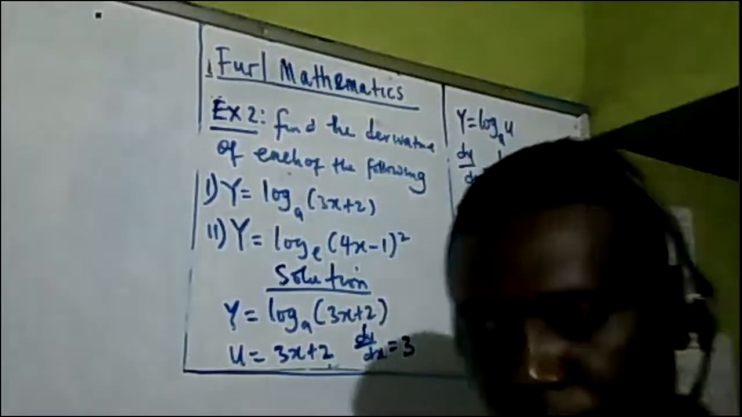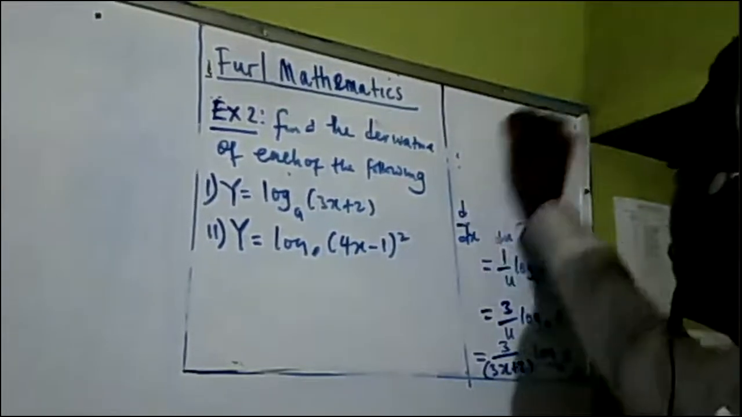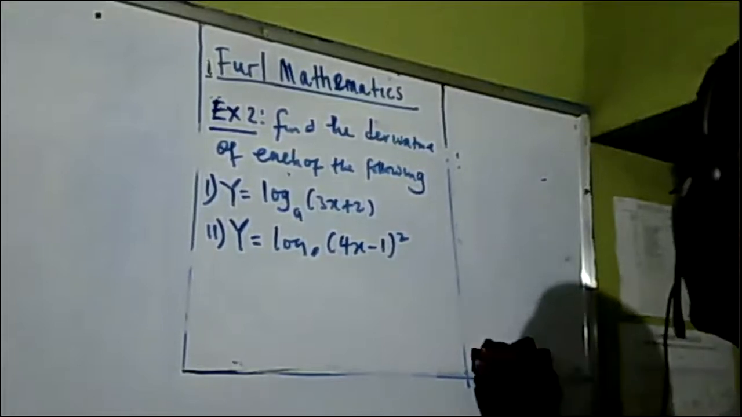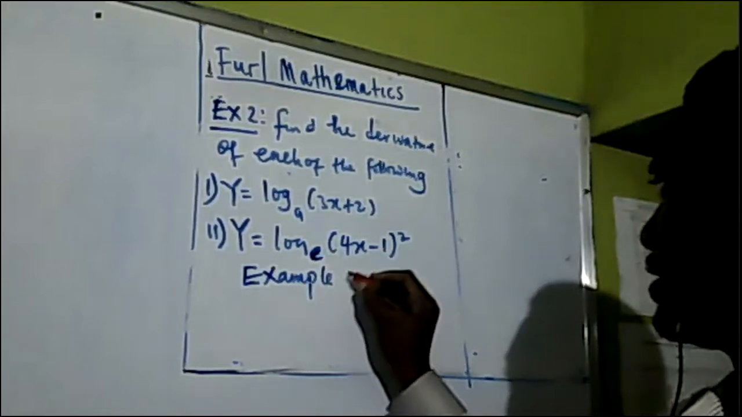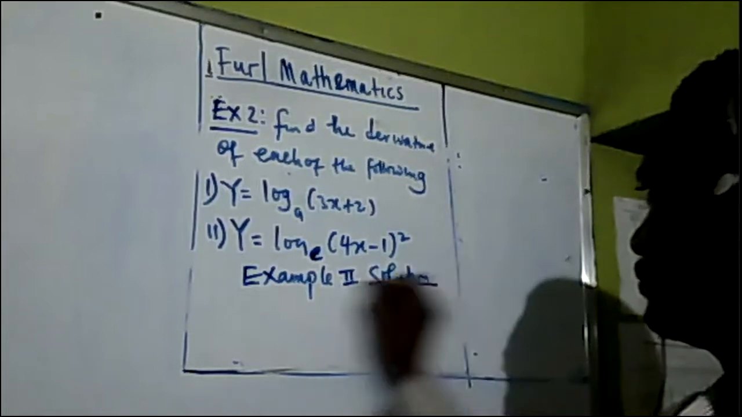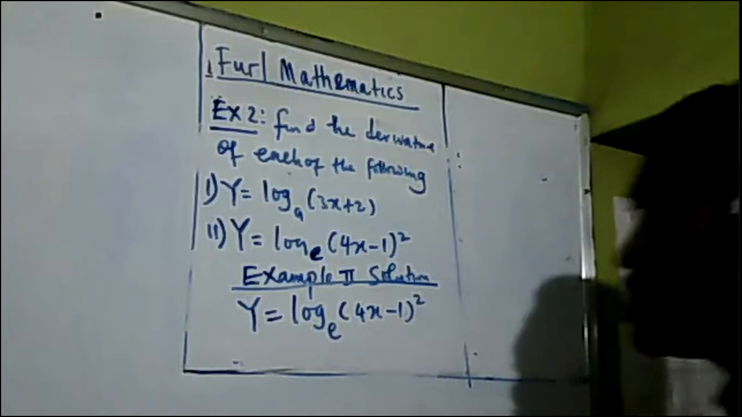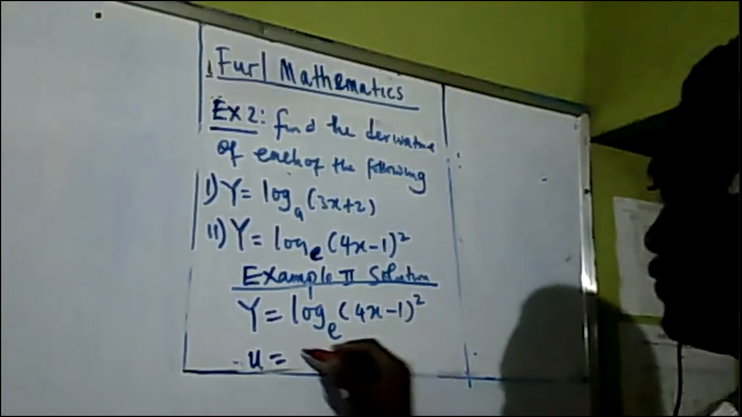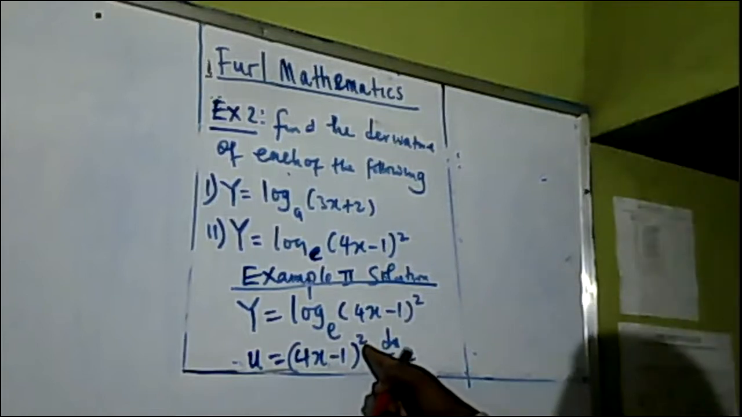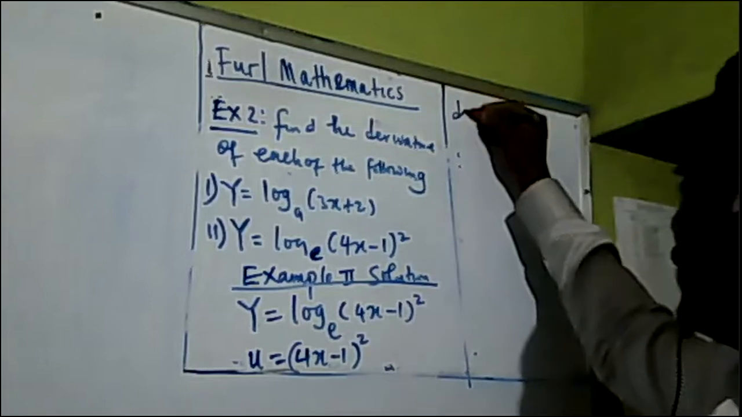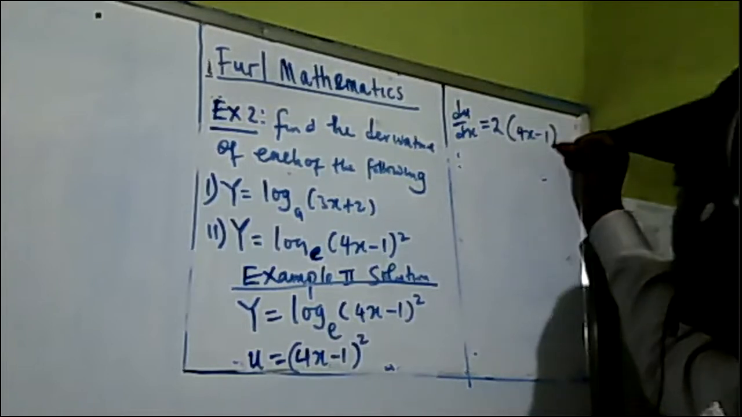So going to the second example. Example 2, solution. y is equal to log base e of (4x minus 1) raised to power 2. We still follow the same procedure. Our u is equal to (4x minus 1) squared. So du over dx will be, remember, you are going to use the chain rule for this. So let's use the short method of chain rule. du over dx will give me, bring down 2 into (4x minus 1) to the power 2 minus 1, times.